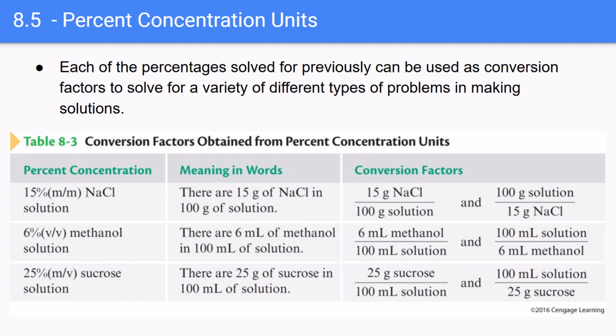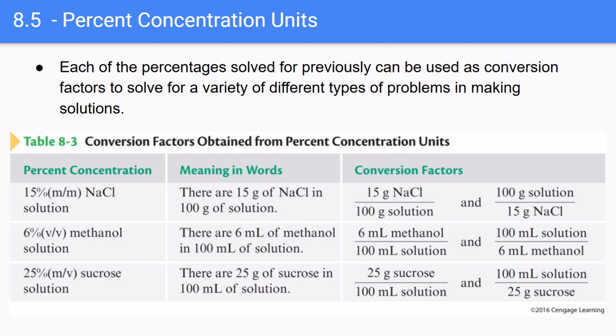So take a look at the conversion factors that can be obtained from percent composition. The 15% mass by mass NaCl solution indicates that there's 15 grams of NaCl in 100 grams of solution. So I can use this as a conversion factor between grams of solution and grams of solute.